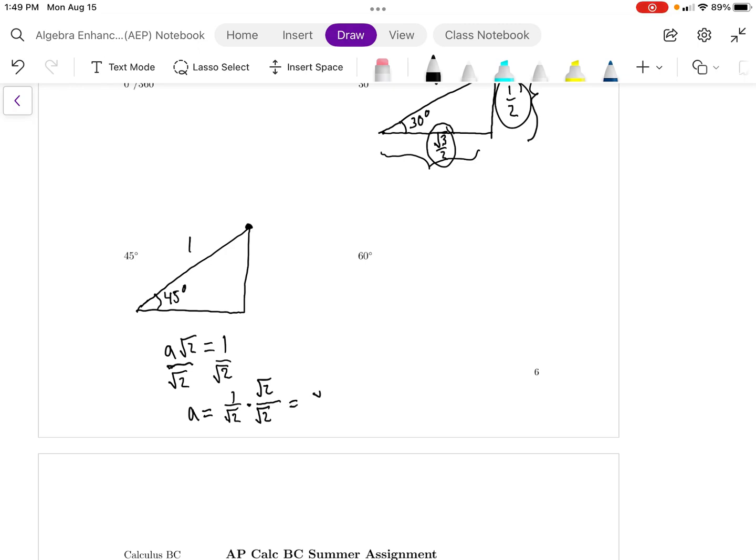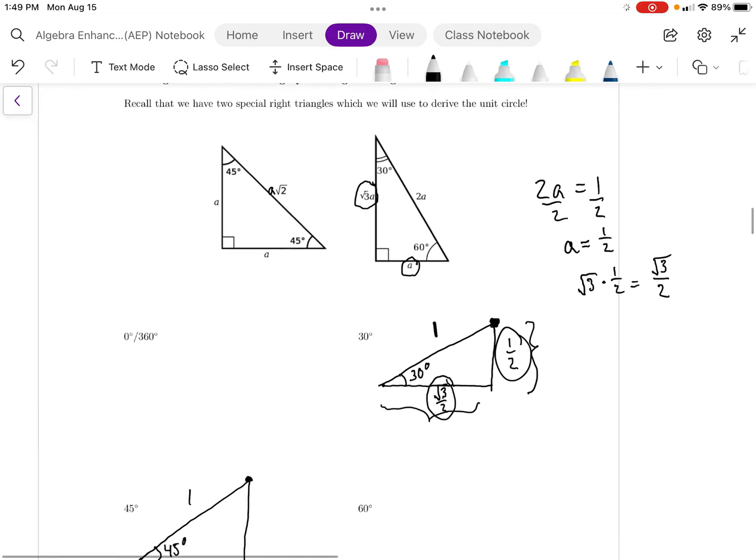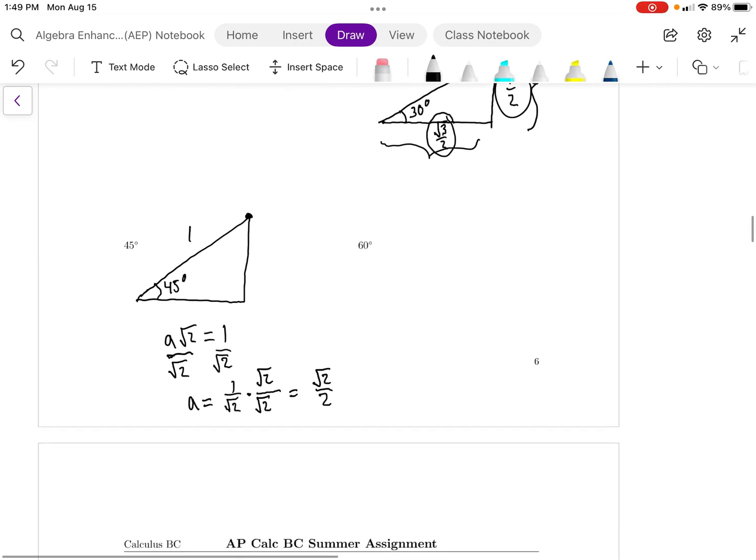So what we end up getting here is the square root of 2 over, and then the square root of 2 times the square root of 2 is 2. So our a value is root 2 over 2. So that's going to be the lengths of both legs of this triangle. So this is going to be root 2 over 2. This is also going to be root 2 over 2.